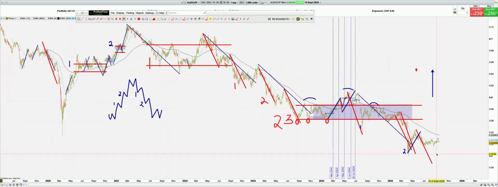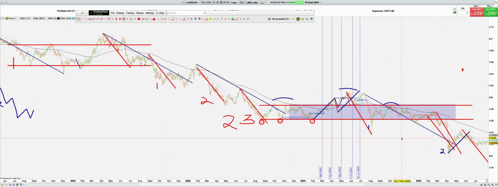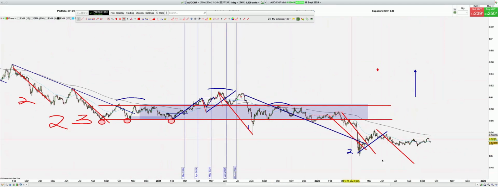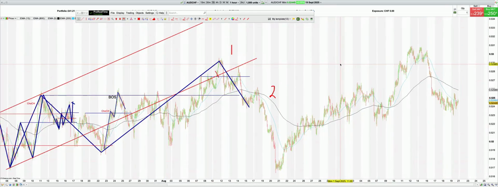So this one, I still expect a third to come down. I'm not really trading it. When you get to trade in the peak or level 3, it can turn on you at any point. So I tend to avoid that.